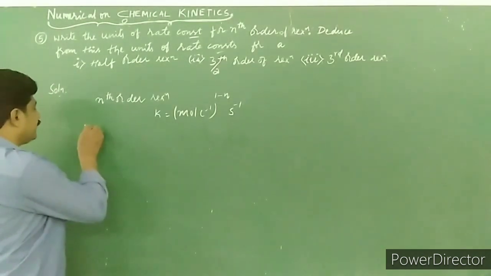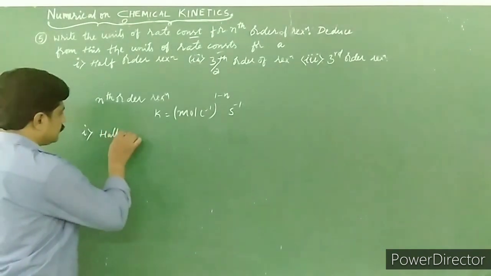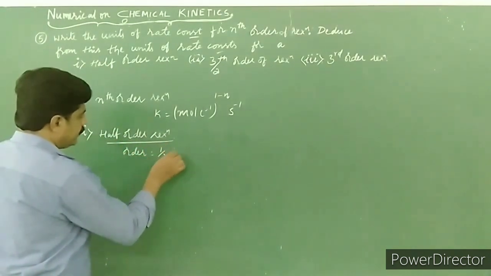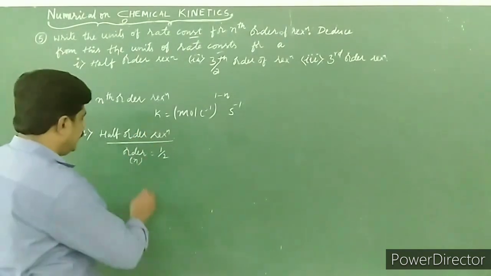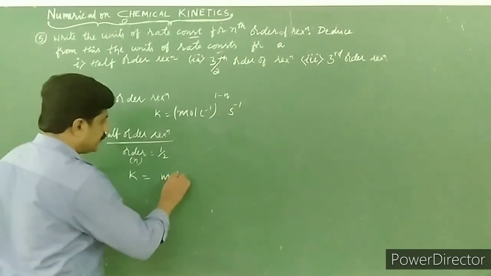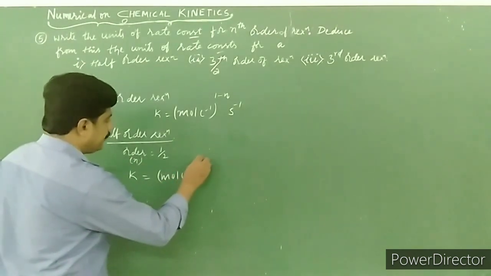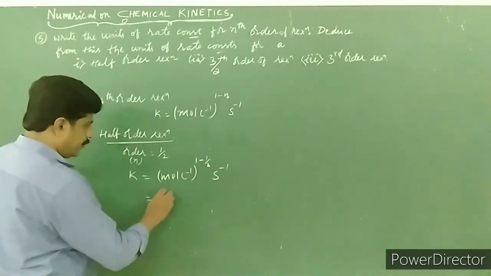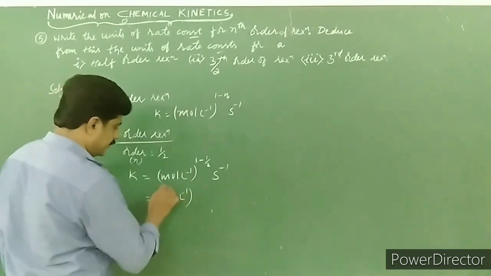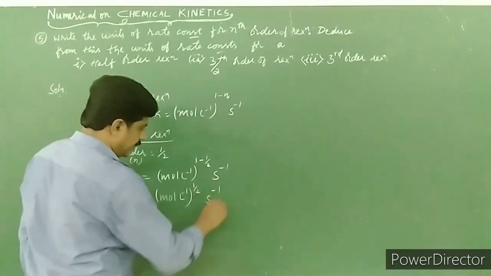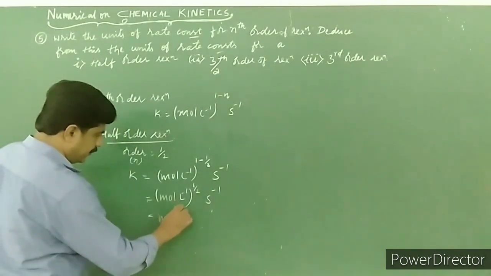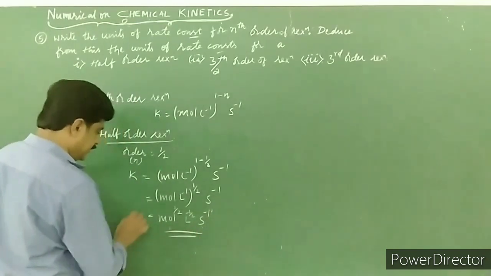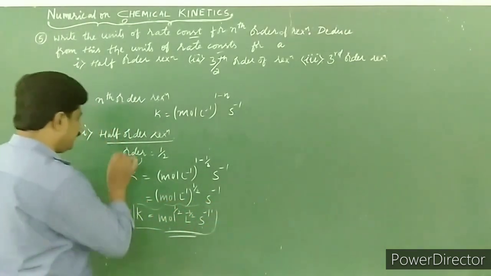In that case, let me solve for the first one, half order reaction. That means order is equal to 1 by 2, that is n is equal to 1 by 2. Is it not? Now K is equal to mole per liter raised to 1 minus 1 by 2 per second. In that case, mole per liter raised to 1 by 2 per second. Is it not? So mole 1 by 2 liter minus 1 by 2 per second. So this is the unit of rate constant for half order reaction.